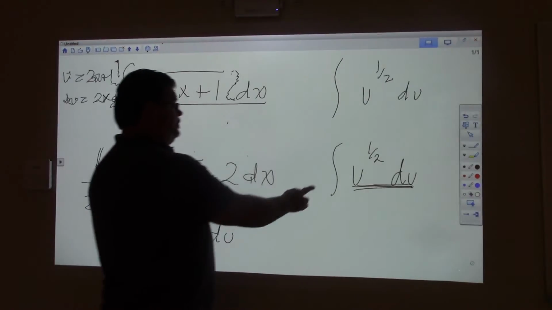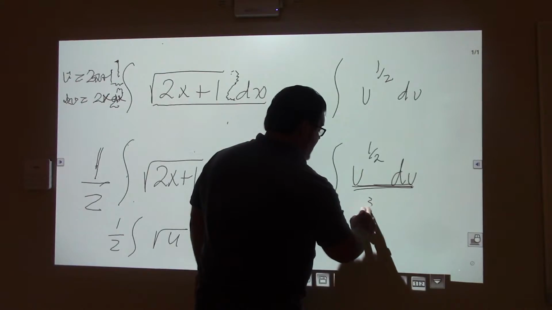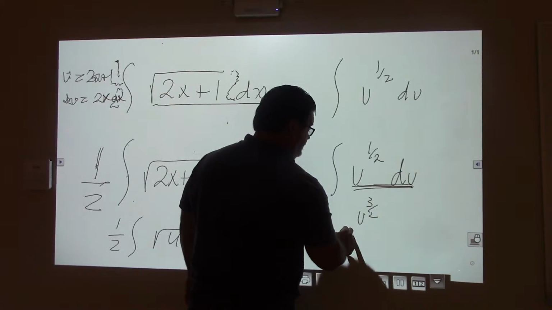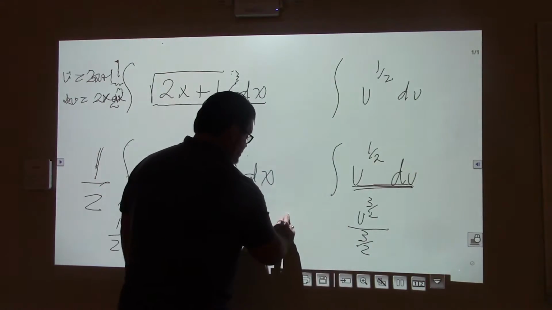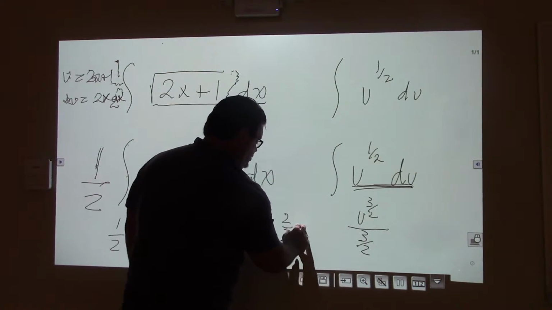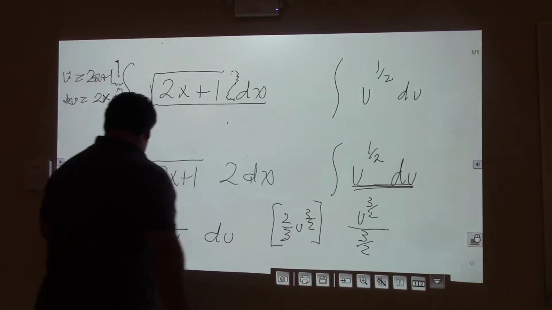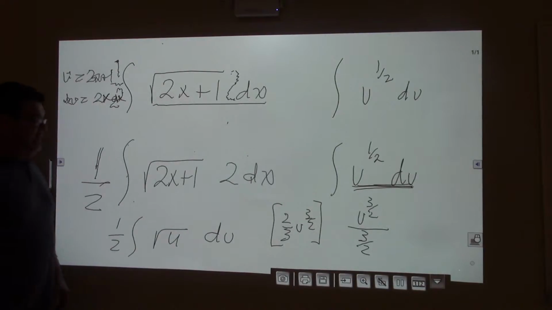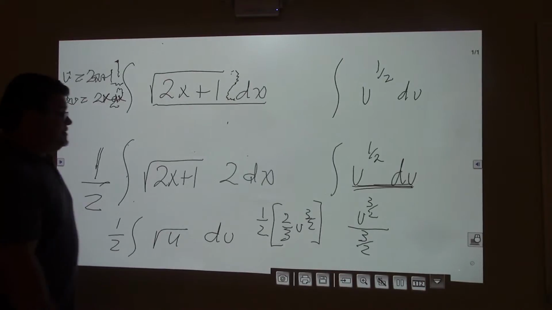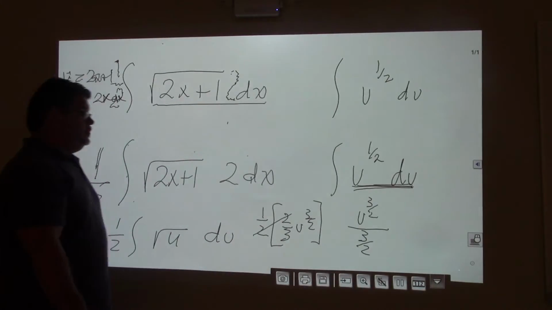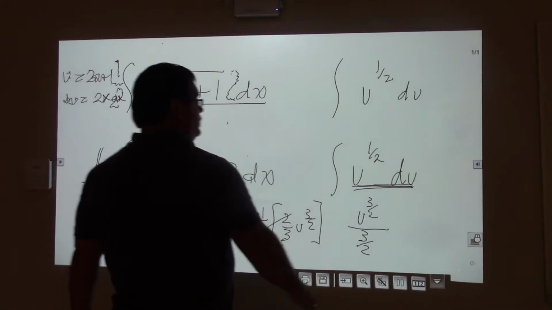which is what? U to the what? U to the 3/2 over what? Over 3/2, which is equal to 2/3 u to the 3/2. But what's out front right here? 1/2. And the 2's cancel. And you're left with 1/3 u to the 3/2 power.